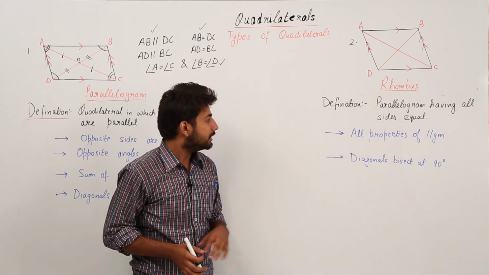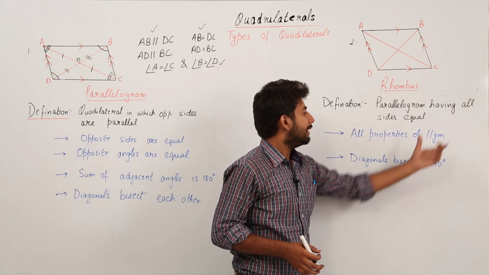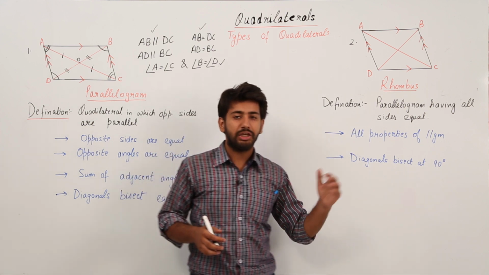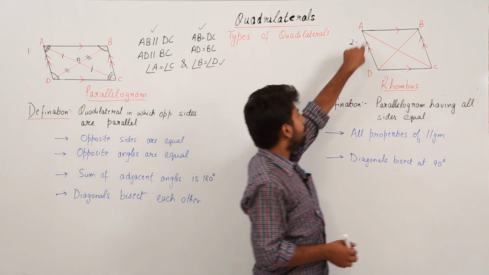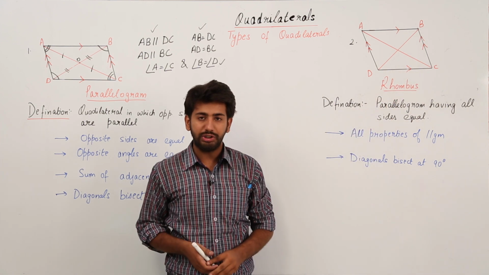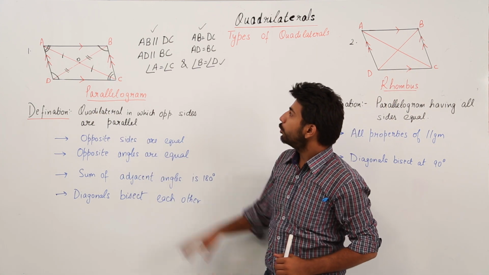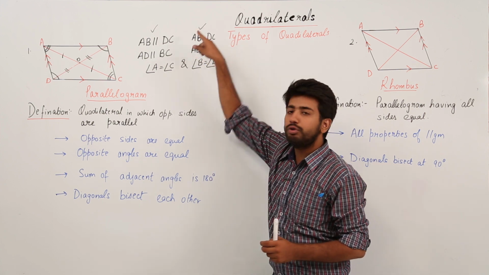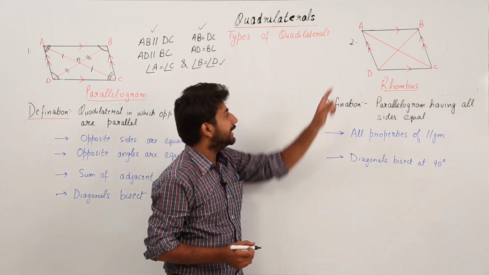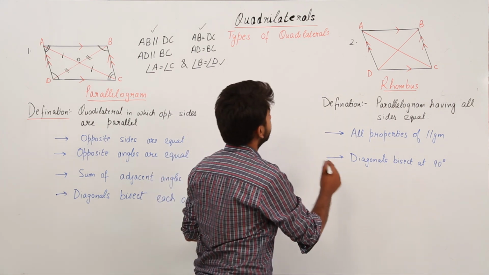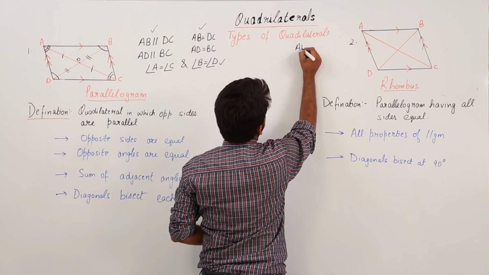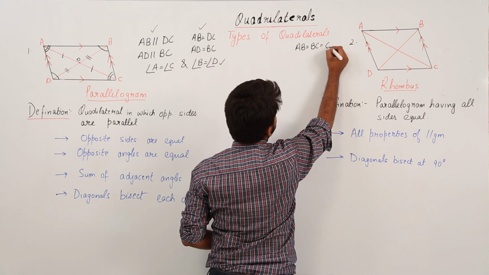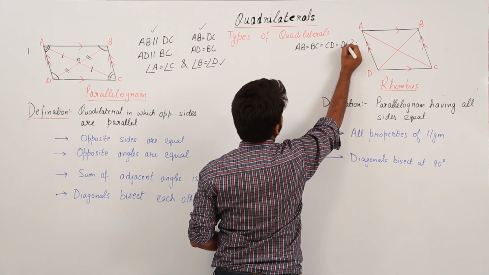So this was about parallelogram, and the second type is a rhombus. Now what is a rhombus? Rhombus is a parallelogram having all the sides equal. That means it is a special case of parallelogram in which all the four sides are equal to each other. In case of parallelogram, only these opposite sides are equal to each other. But when all these four sides become equal to each other, then they become a rhombus. That means in this case, AB is equal to BC is equal to CD is equal to DA.